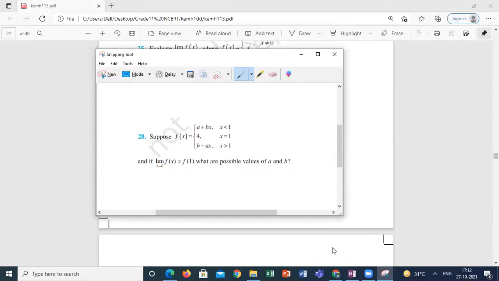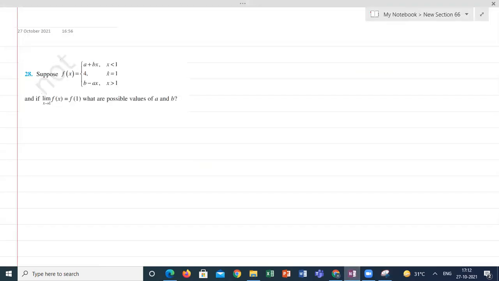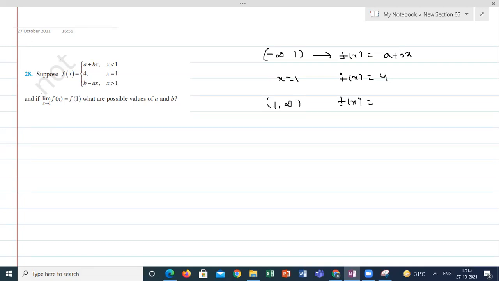Nice question. This is an exam point of view question for class 12. There are three regions. The value of x is less than 1, that means from minus infinity to 1, f of x is a plus bx. At x is equal to 1, f of x is 4. And x greater than 1, that is 1 to infinity, f of x is b minus ax. That is the meaning of this function.